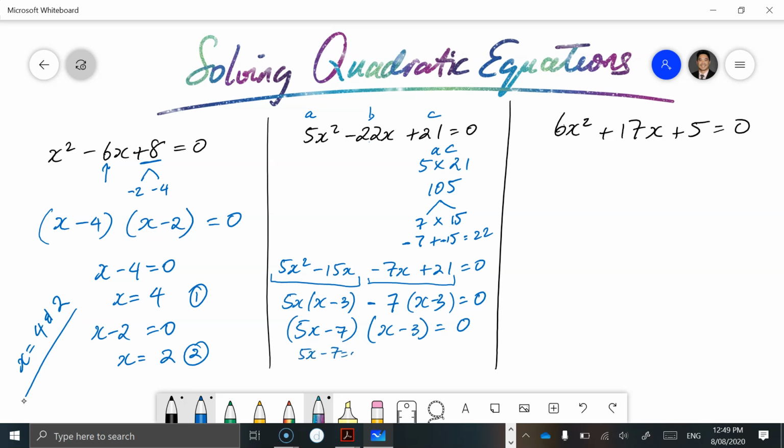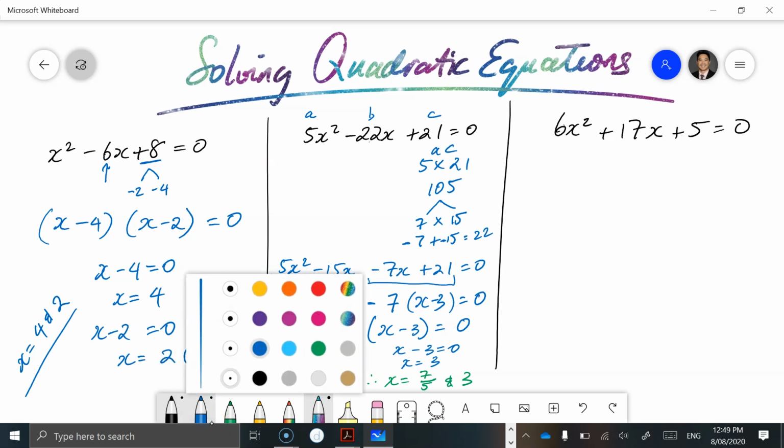5x minus 7 is equal to 0. So 5x is equal to 7. Our first solution is 7 divided by 5, or 7 over 5. Our second solution, x minus 3 equal to 0, x is equal to positive 3. So our solutions are x is equal to 7 over 5 and 3. Okay, so let's now move on to our final equation.